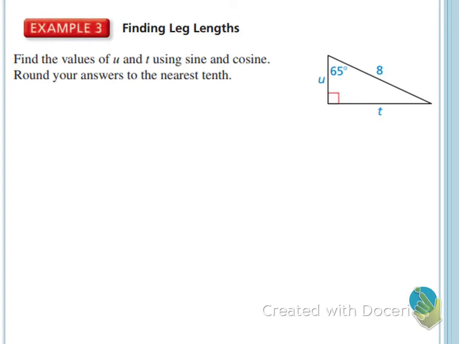So now we're going to use what we learned yesterday, but with sine and cosine. We're going to find the values of u and t using sine and cosine. Round your answers to the nearest tenth. So step one was to label all of the sides from the angle they gave us. So what angle did they give us in the beginning of this problem? 65. So we're going to label all of the sides. Which of these is the hypotenuse? 8. Which is the opposite? T. And then which is the adjacent? U. So step one, label all the sides.